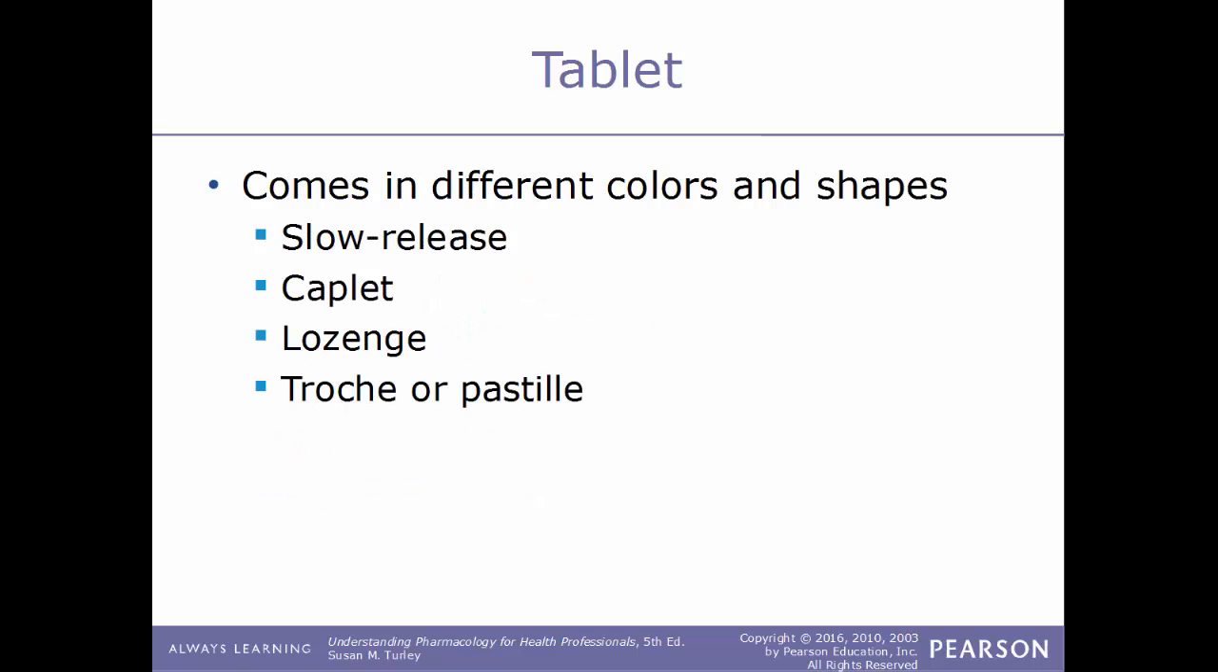Now, tablets will come in different colors and different shapes. Some are slow release, if you need the medication to be released over a very long, drawn-out period of time. That's why it's called slow release. Caplets, lozenges, and troche or pastille, those are types of lozenges, but they differ in how they are manufactured. But those terms are still synonymous with being a type of lozenge. It's more of a compressed lozenge.